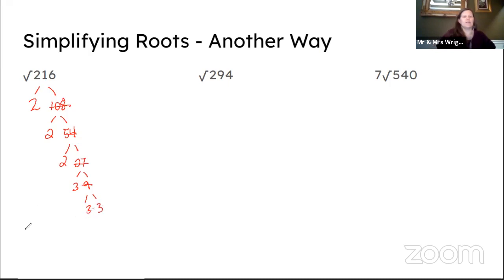Now, the prime factorization of this is 2 times 2 times 2. So 3 2s: 1, 2, 3. 2 times 2 times 2, and 3 times 3 times 3. So 3 3s: 1, 2, 3. Well, Miss Andrea, how on earth does that help us?